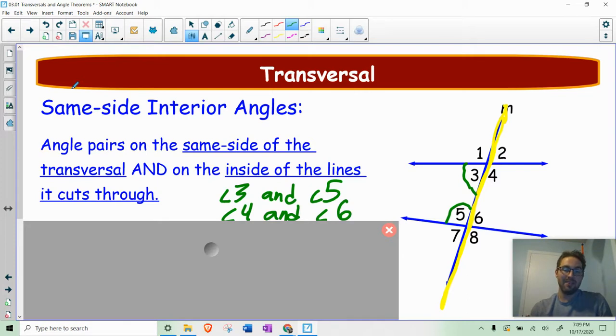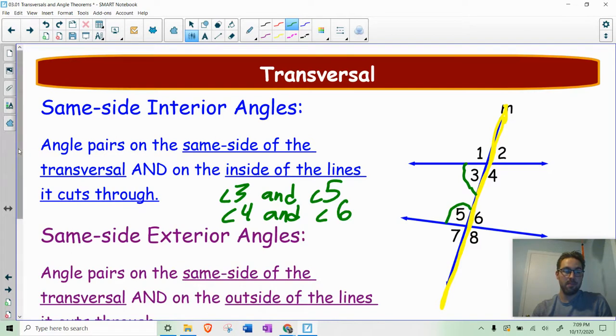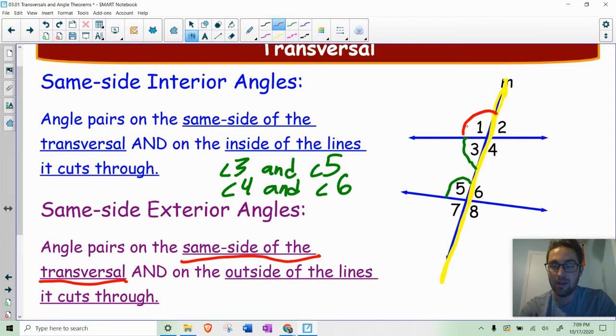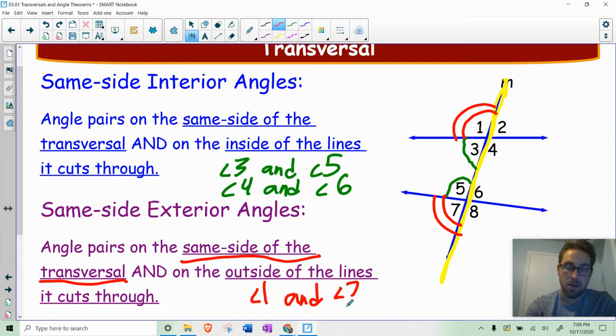So if we can be talking same side interior angles, we can also do same side exterior angles. Same side exterior angles are on the same side of the transversal and on the outside of the lines it cuts through. So here it would be like angle 1 and angle 7, or angle 2 and angle 8.